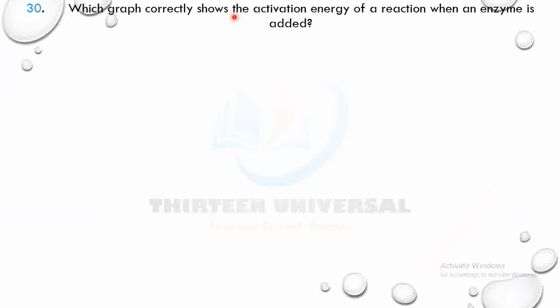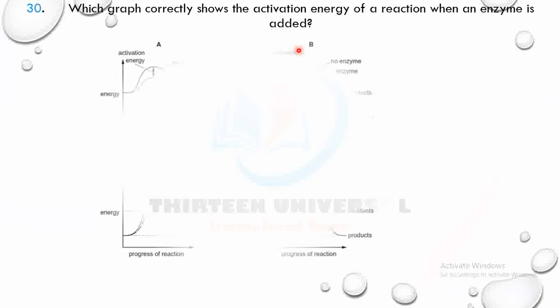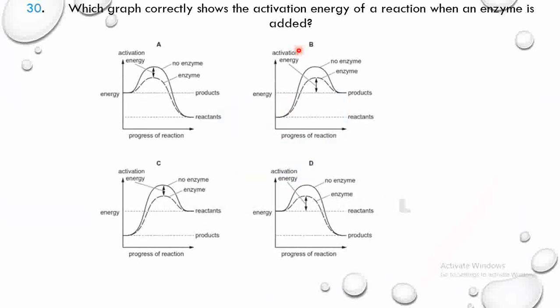Okay, so which graph correctly shows the activation energy of a reaction when an enzyme is added? Activation energy when an enzyme is added. So look at A. Why is A wrong? Pause the video and try it. Now remember that reactant must always be here. Okay. All right. Start with reactant.